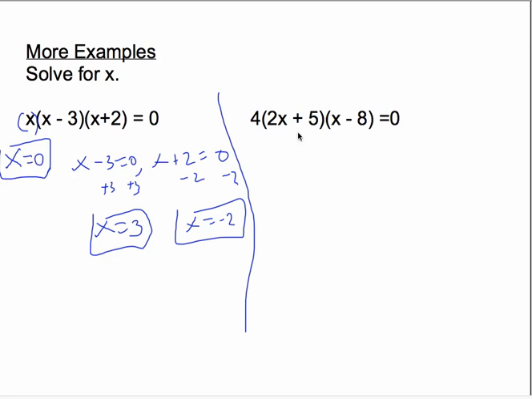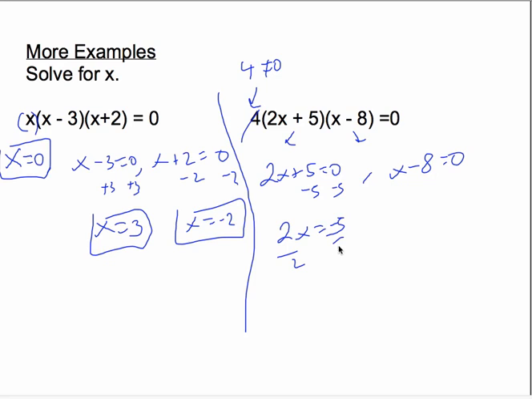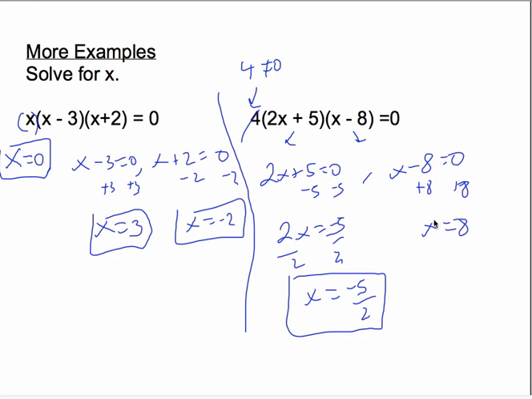Okay, next one. In this case, we've got a 4 in the front, but obviously 4 cannot be equal to 0. So we can just ignore that. And we could say that one of these two things has to be equal to 0. 2x plus 5 equals 0, or x minus 8 equals 0. And we get 2x equals negative 5, x equals negative 5 out of 2, or x equals negative 2.5. x equals 8 is our other solution. So there's 2 solutions in this equation.